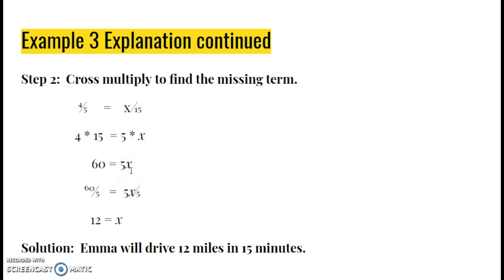So to find x, we're going to divide both sides by the number that's with the variable. So since 5x means multiplication, the inverse operation is going to be division. So we're going to divide 5 by 5 and 60 by 5. That's going to tell us the value of x. So you can see that happening here. I divided 60 by 5 and 5 by 5. So the only thing that I have left here is x. So I'm going to go ahead and bring my x down. 60 divided by 5 is a basic multiplication fact. 5 times 12 equals 60. So our solution for our problem is Emma will drive 12 miles in 15 minutes.